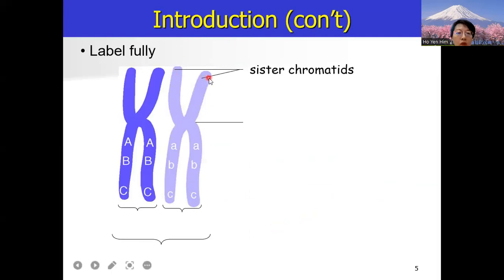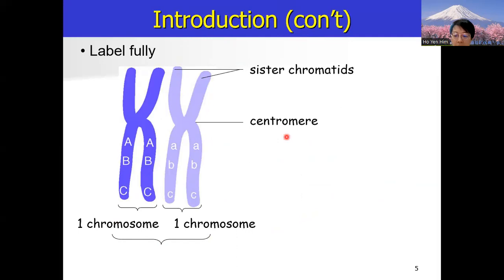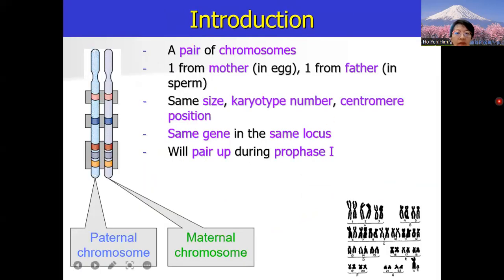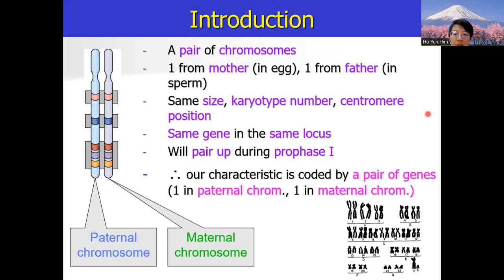So these 2 are sister chromatids. This is the centromere. Okay. Miss Ho, yes, do you mind going back? Going back. Okay, going back. Yes, because I need to copy some of it. Oh, okay. Okay, done. Thank you. Okay, make sure you copy.